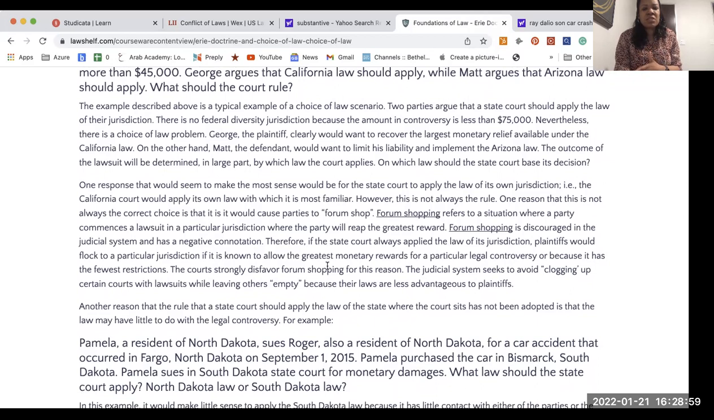The judicial system seeks to avoid clogging up certain courts with lawsuits while leaving others empty because their laws are less advantageous to plaintiffs. So the whole purpose of this is, you can't just say, oh, wow, things are great in California, I'm going to get more money there, I'm going to sue there. Because then what would happen? Arizona's courts would be empty and there would be a huge backlog in California. So yes, you can use the California court, but guess what? If there's a conflict of laws, we may apply the Arizona law in the California court. So it's better to just stay in your home court.